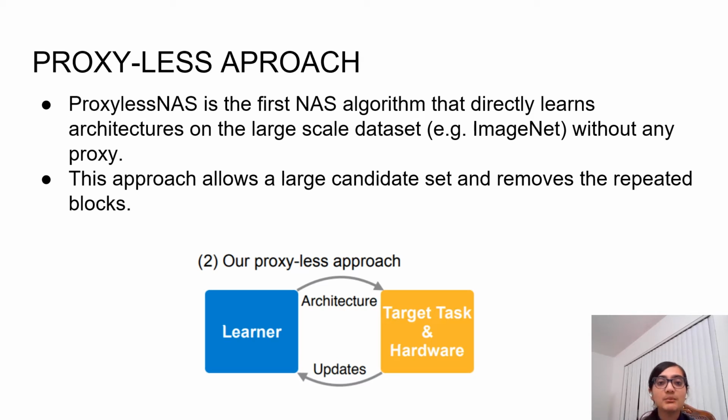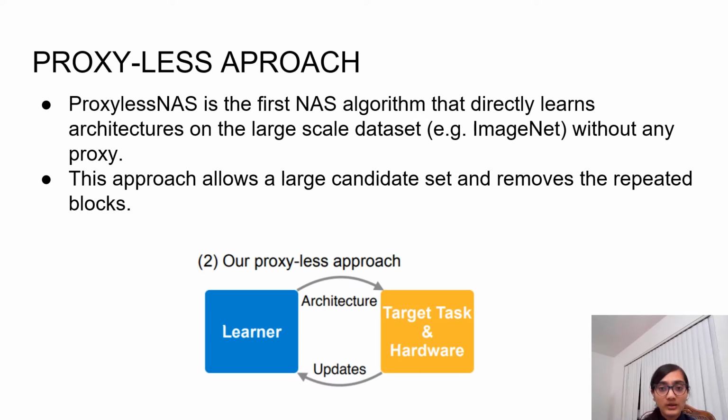In proxyless approach, this is one of the first neural architecture search algorithms which directly learns the architectures in large scale data set without any proxy. While in proxy based approach, it considers small data sets and builds the architecture for small data set and then transfers it to the target task.